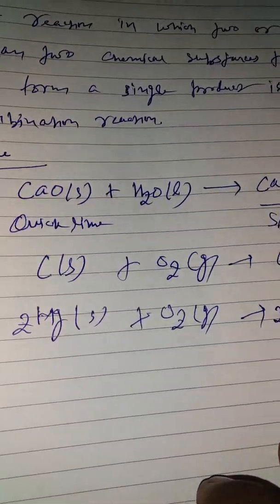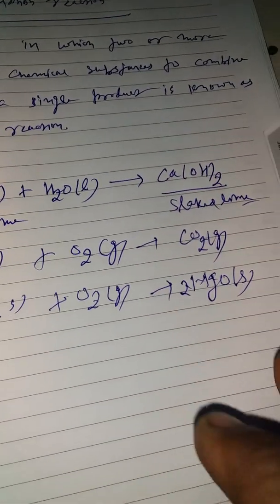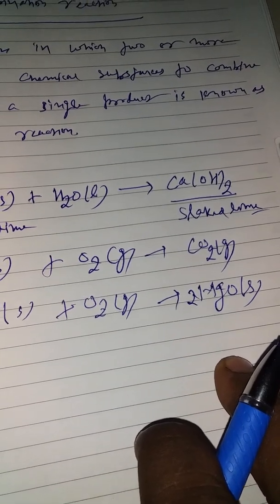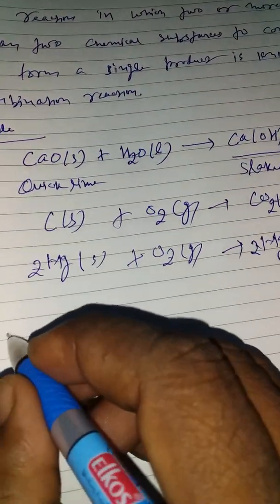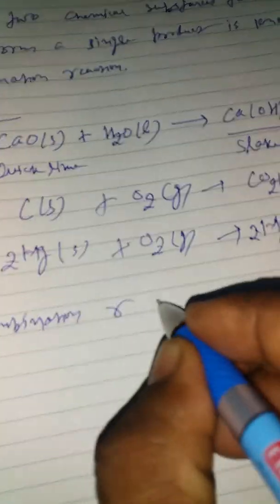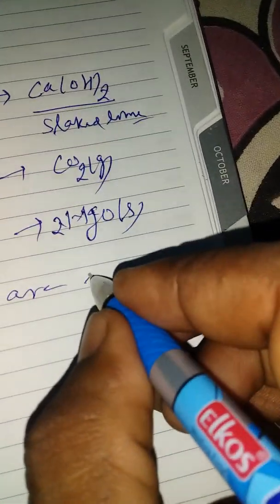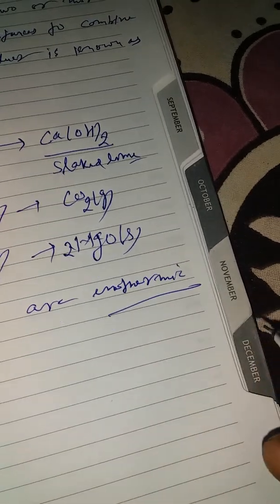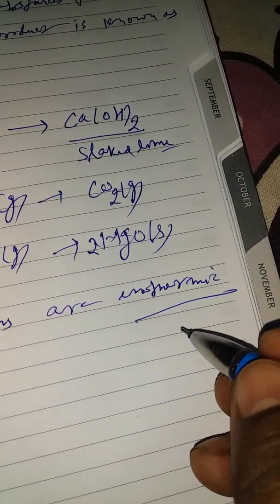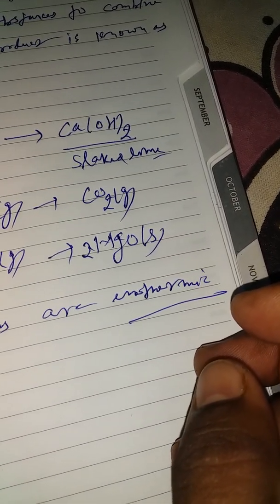In all chemical reactions, we see that an amount of heat is released, so we can say that combination reactions are exothermic. In the previous class we learned that such type of chemical reaction in which an amount of heat is released is known as an exothermic chemical reaction.